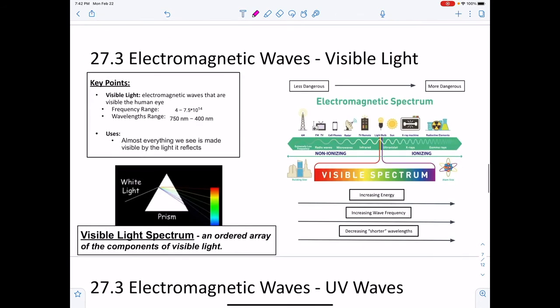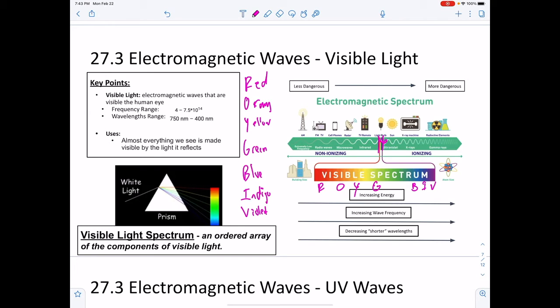Okay, then we have visible light. We have Roy G BIV. Roy G BIV is red, orange, yellow, green, blue, indigo, and violet. And if you look at the spectrum of visible light, well, that starts with red, orange, yellow, green, blue, indigo, and violet. And again, the wavelengths are decreasing here. The distance between peaks is decreasing. The energy is increasing as the frequency goes up.